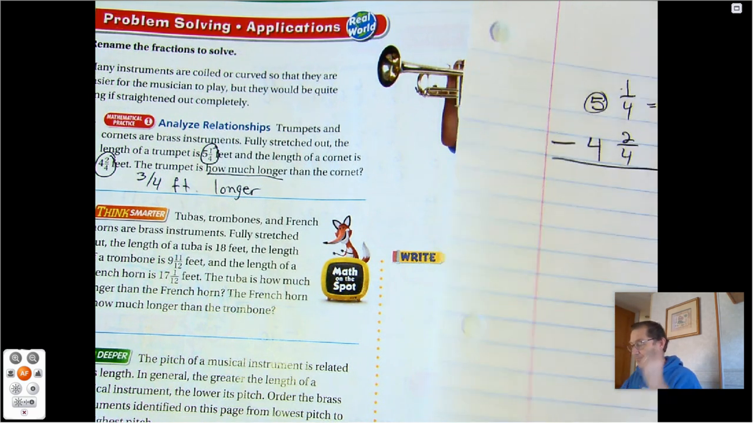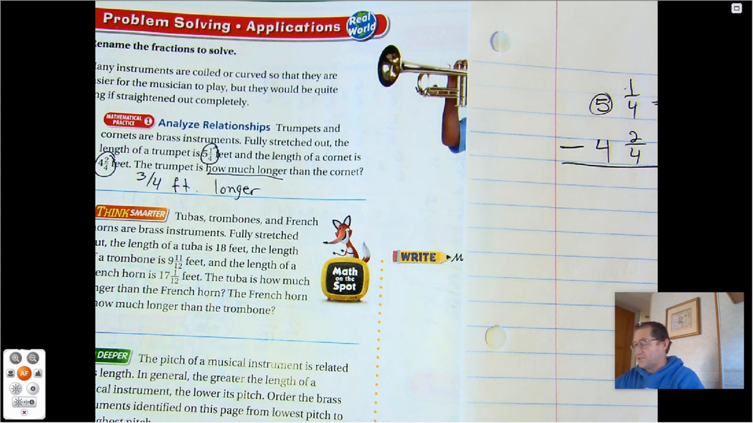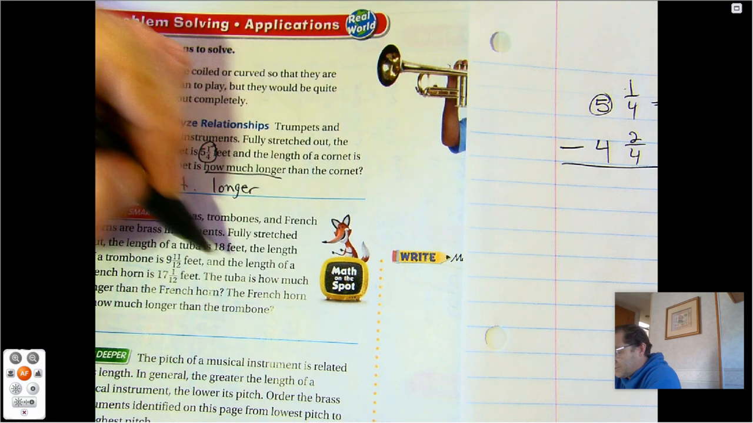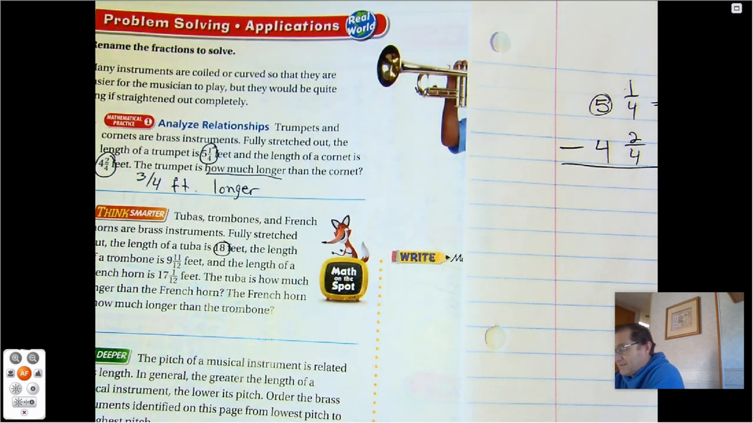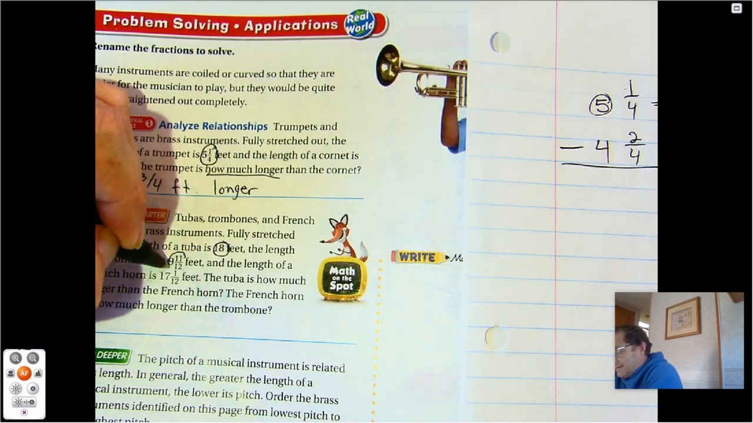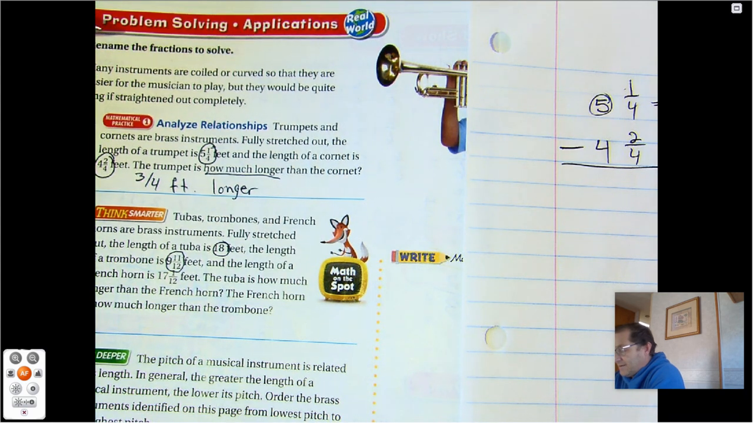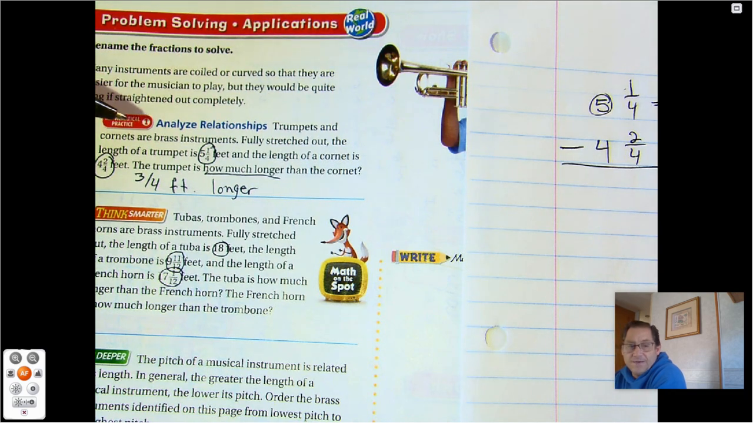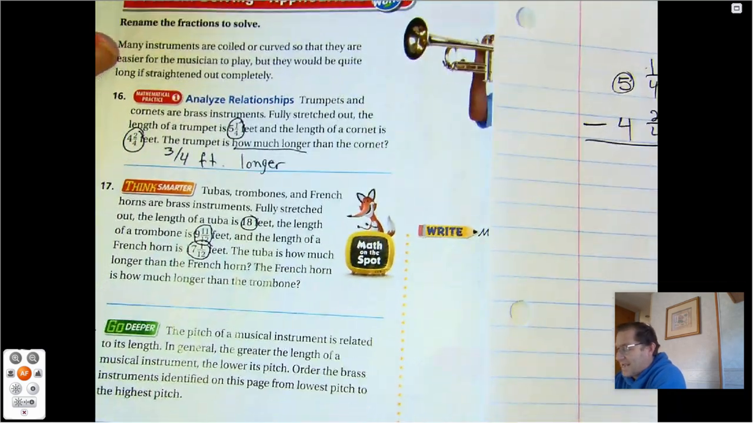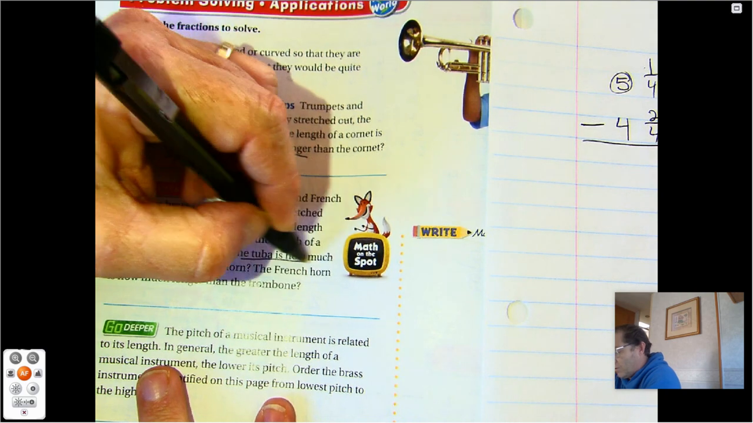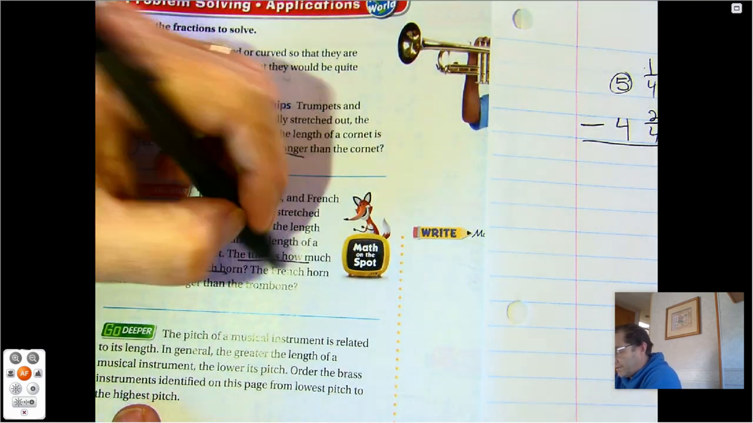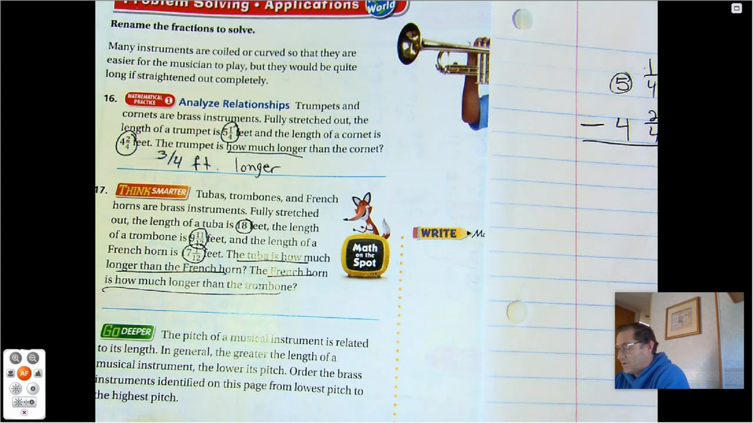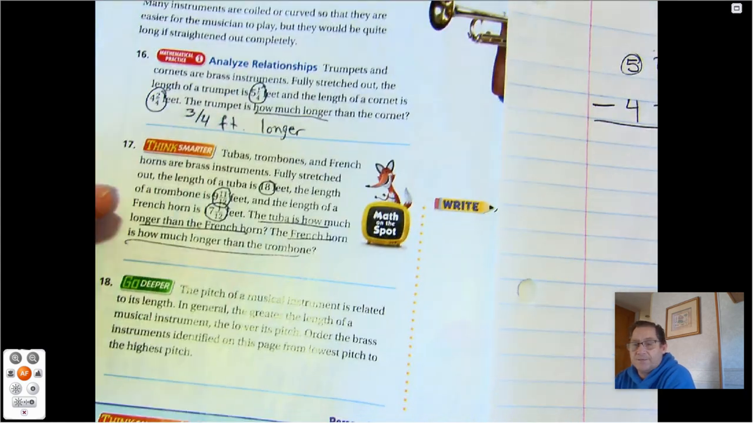Number 17. Tubas, trombones, and French horns are brass instruments. Fully stretched out, the length of a tuba is 18 feet. The length of a trombone is 9 and 11/12 feet. And the length of a French horn is 17 and 1/12 feet. The tuba is how much longer than the French horn? The French horn is how much longer than the trombone? So we got two subtraction problems here.